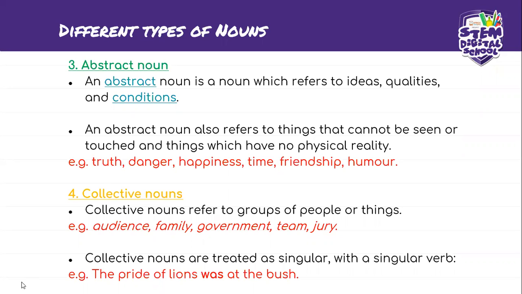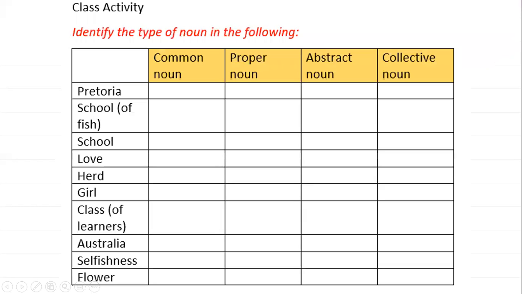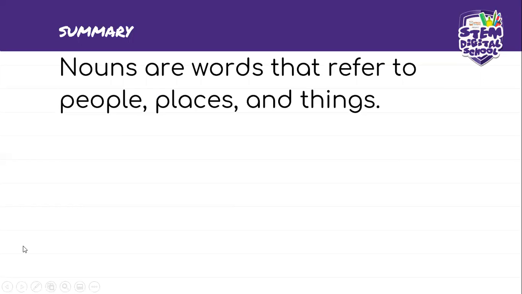So unfortunately, this is the end of our lesson. Here is the summary: nouns are words that refer to people, places, and things. Can you take a screenshot of this and we will do it as an activity on Monday. On Monday, we are going to continue with our revision. So remember, nouns are words that refer to people, places, and things. This is the end of the lesson.